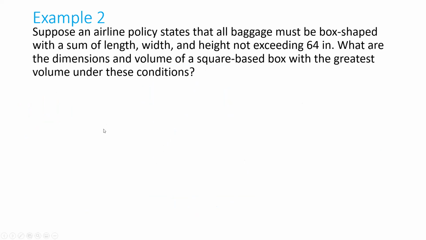So notice the first sentence, if I read that one again: suppose an airline policy states that all baggage must be box-shaped with a sum of length, width, and height not exceeding 64 inches. So right there, they're giving us a restriction on the dimensions of our box. So that first sentence is really giving us the constraint equation.